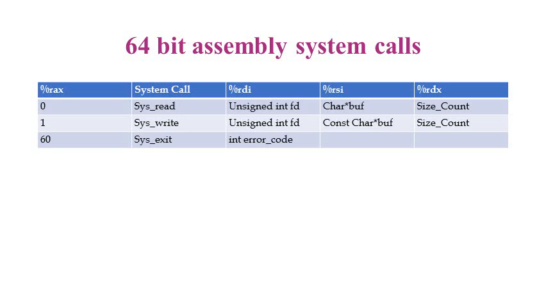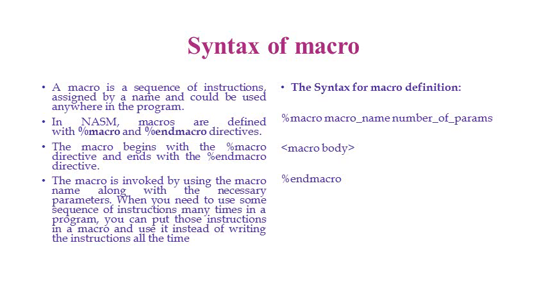Now see how we can call these system calls. On RAX we have to call the system call value, that is either 0, 1 or 60. Then on the RDI register we have to pass the file descriptor value for system call 0 and 1, and for 60 we have to pass the error code. Then on RSI we have to pass the offset of the buffer, and on the RDX register we have to pass the size of data.